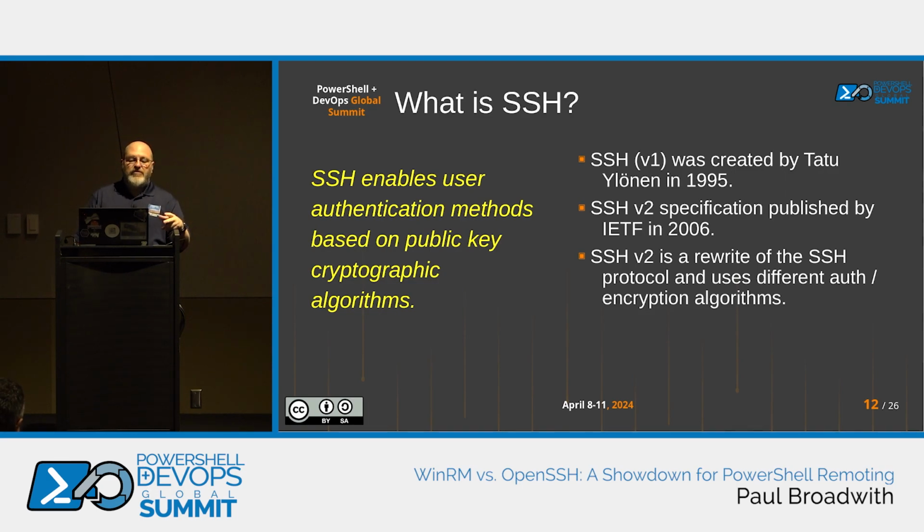But SSH v2 specification was published in 2006, and that's where kind of OpenSSH came from, and we'll talk about that in a second. But that was a complete rewrite. It wasn't like a fork or an extension, or we'll build stuff on top of v1. It was a complete rewrite of the protocol, and it uses different authentication and encryption algorithms as well.